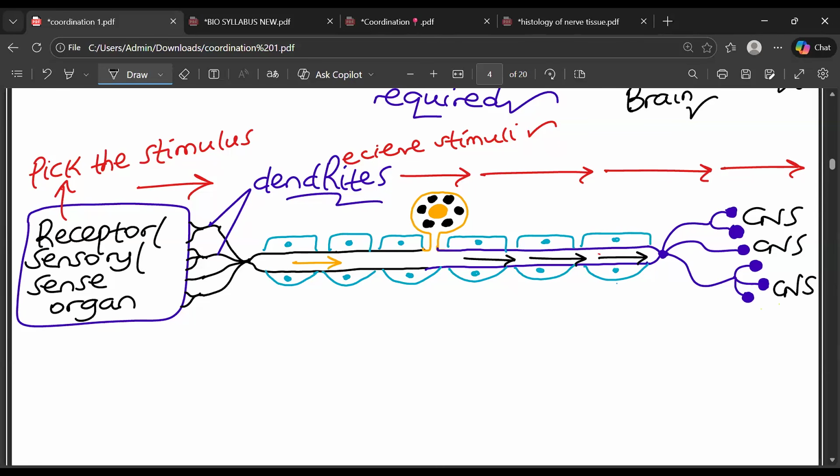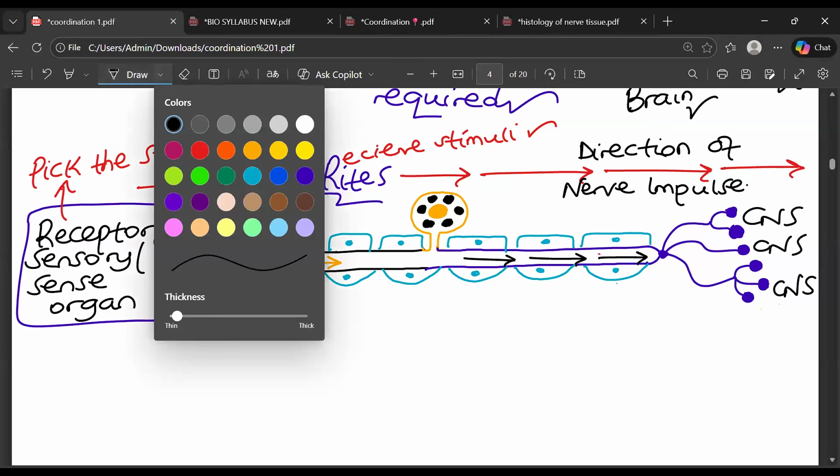Provided you guys understand that this arrow is showing the direction of nerve impulse, because it is supposed to be from receptor organ to the CNS. Direction of nerve impulse. If you can understand that, then the rest of the things are going to be very easy. So what are these things that we are actually seeing? We can start on the labeling slowly.